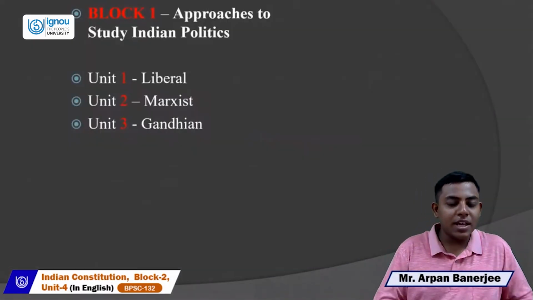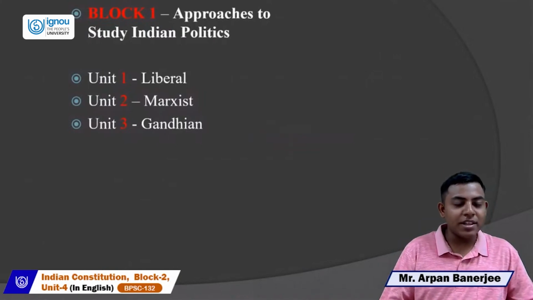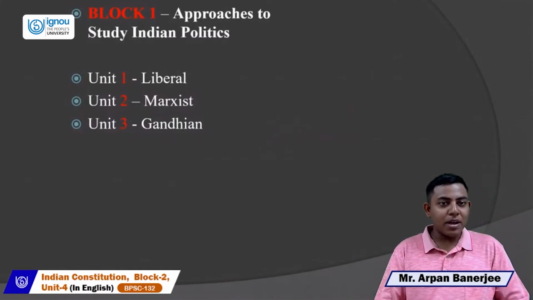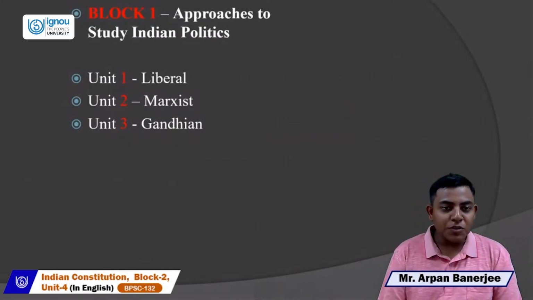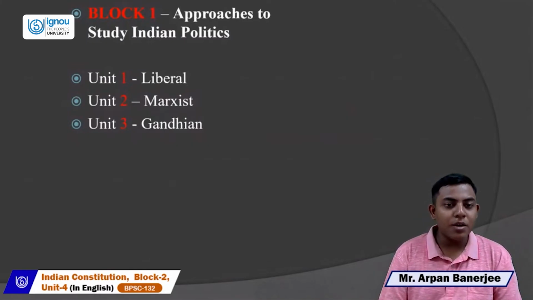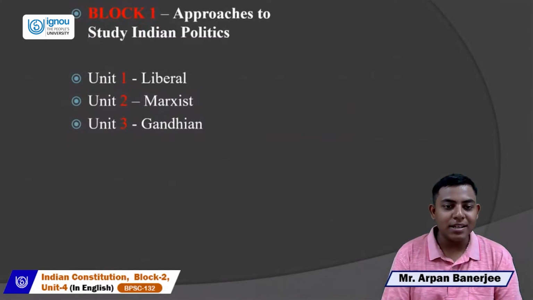So before beginning with the next unit, let us first of all discuss what we have discussed so far in this paper. So far, we have discussed Block 1 of this paper, which pertains to approaches to study Indian politics. As part of that, in the first two classes we discussed Unit 1, which was the liberal approach to study Indian politics. Then in the last class, we did the Marxist approach and the Gandhian approach to study Indian politics. So we are over with this first block, that is, approaches to study Indian politics.